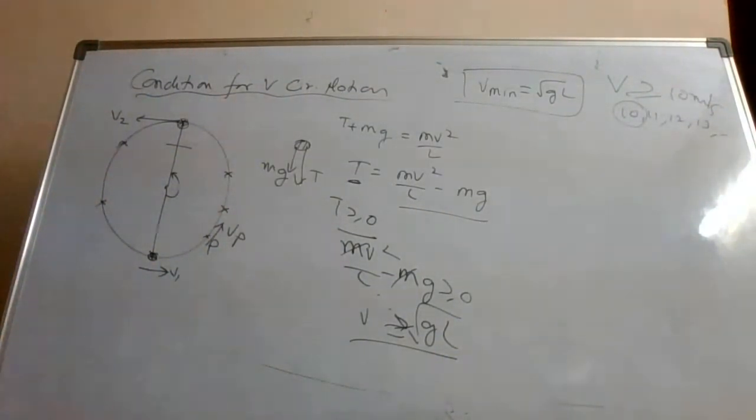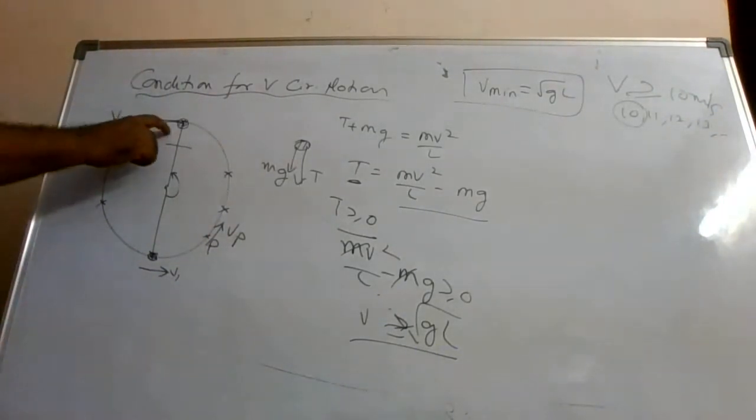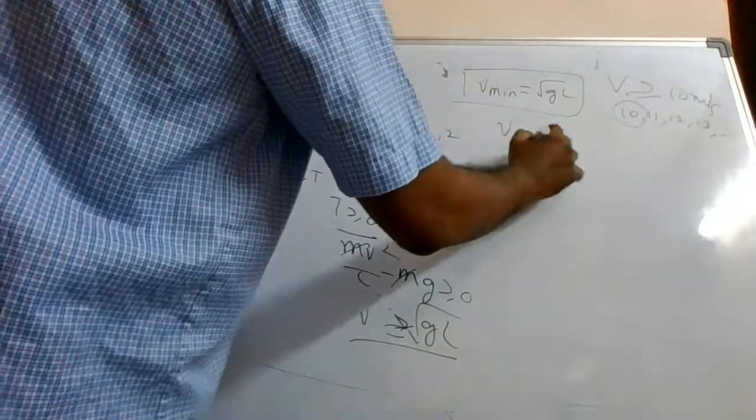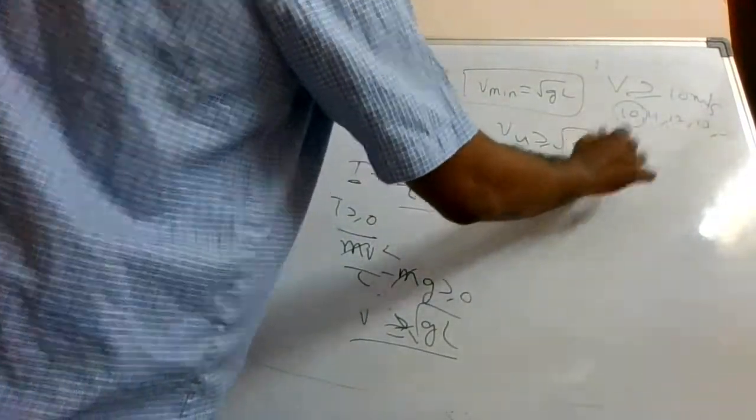Okay. Now let us see the bottom point. Let us call this V minimum. Here this is the upper point now. So we will call that V upper should be greater than or equal to root over GL.